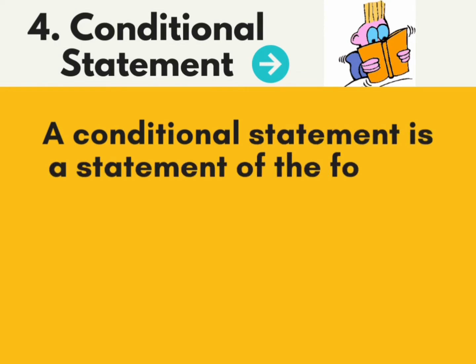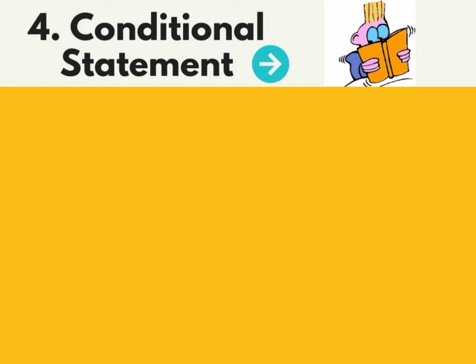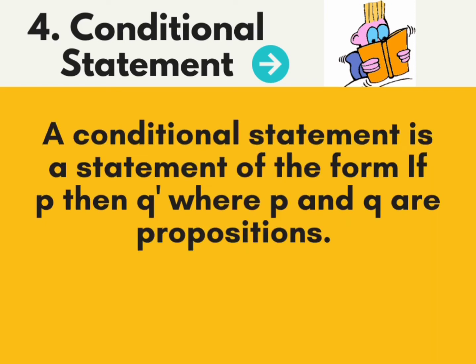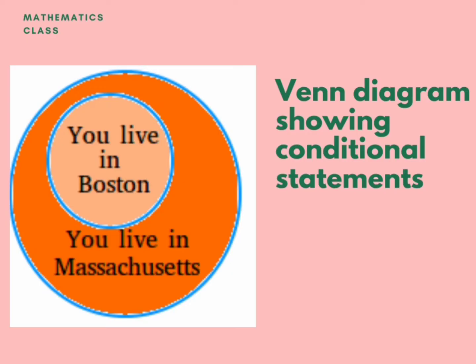So the next logical operator we'll be taking is the conditional statement. A conditional statement is of the form if P then Q, where P and Q are different propositions. The arrow sign is used to represent the conditional statement or the implication. For a conditional statement, the first part of the statement is called the antecedent, while the second part is called the consequent. Let's take a look at the Venn diagram that represents a conditional statement.